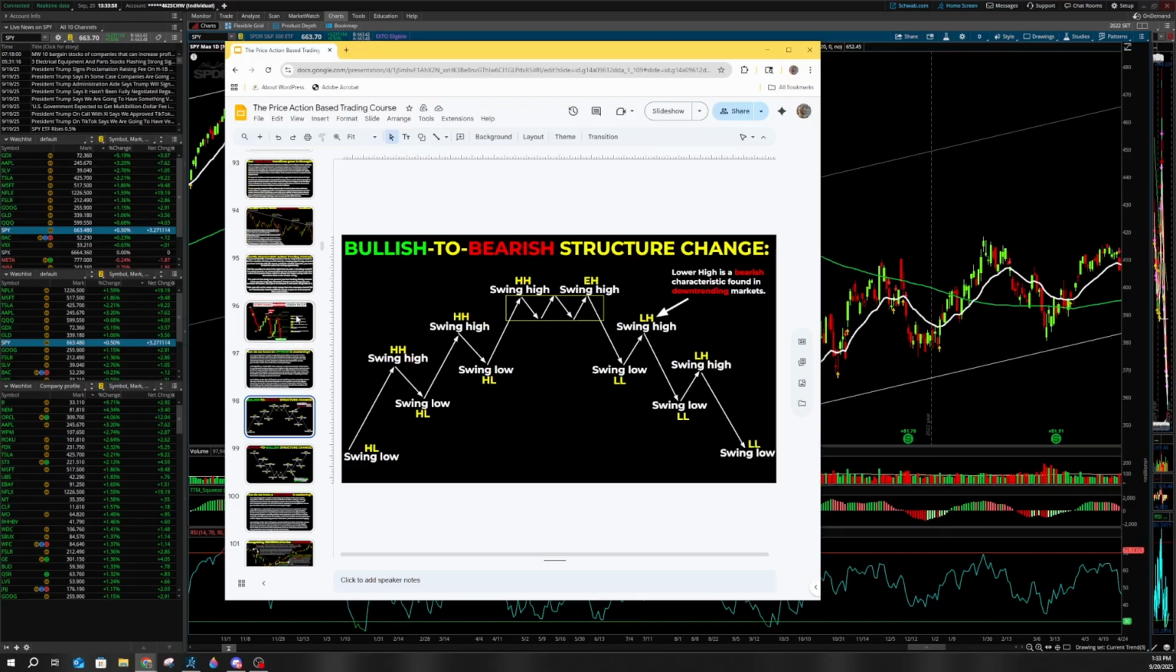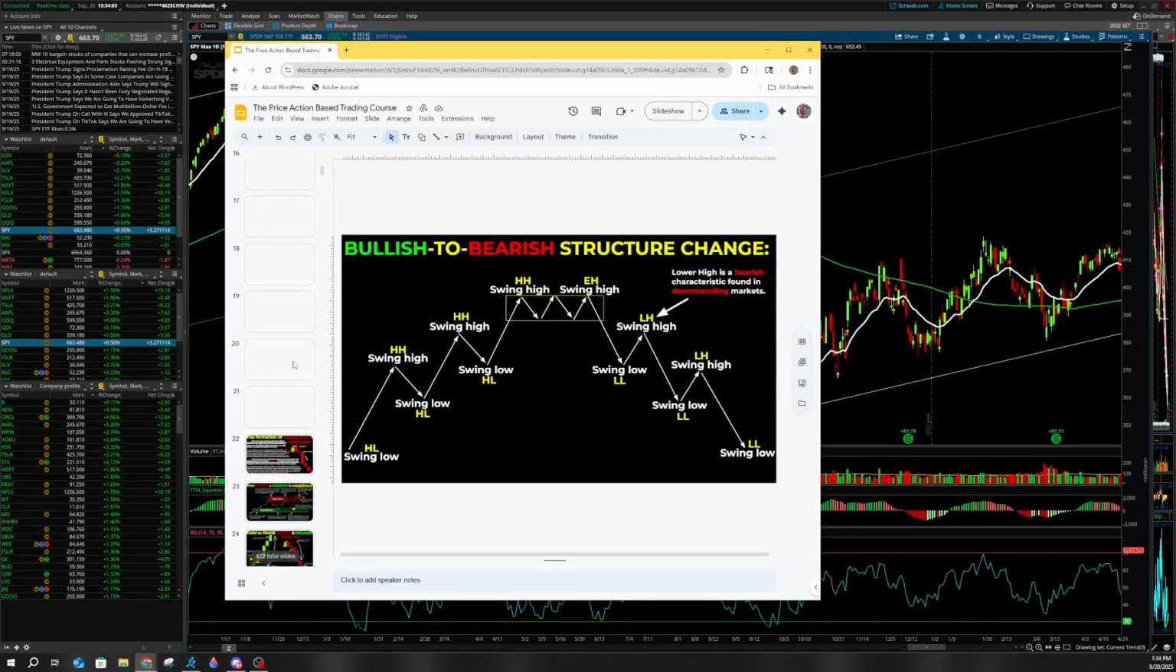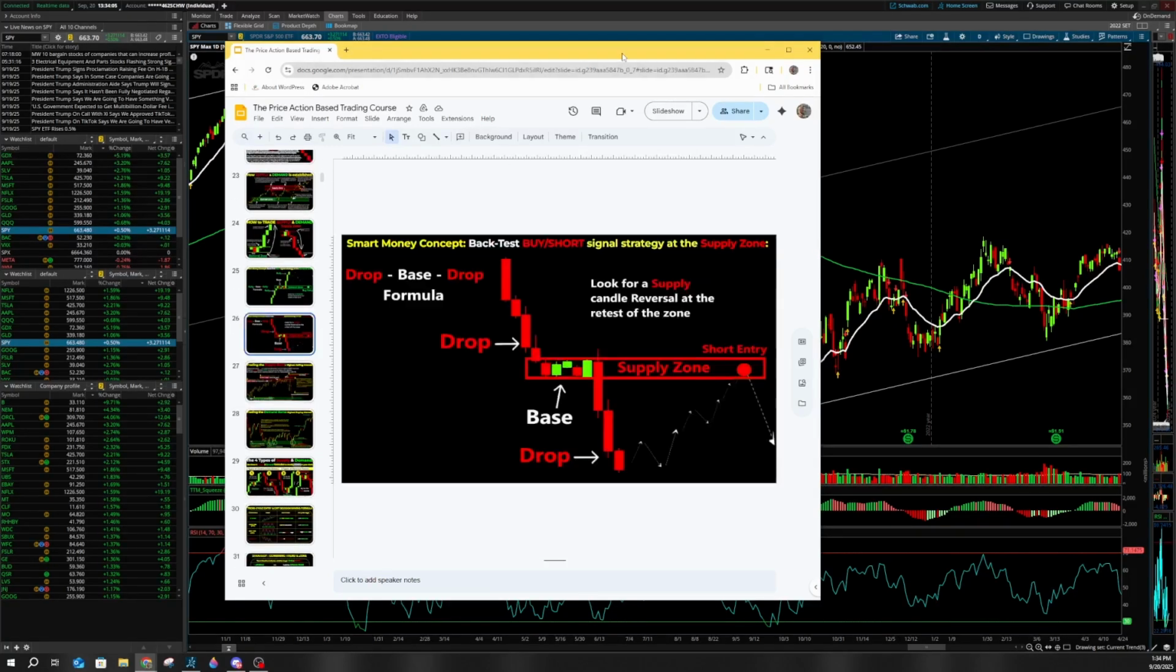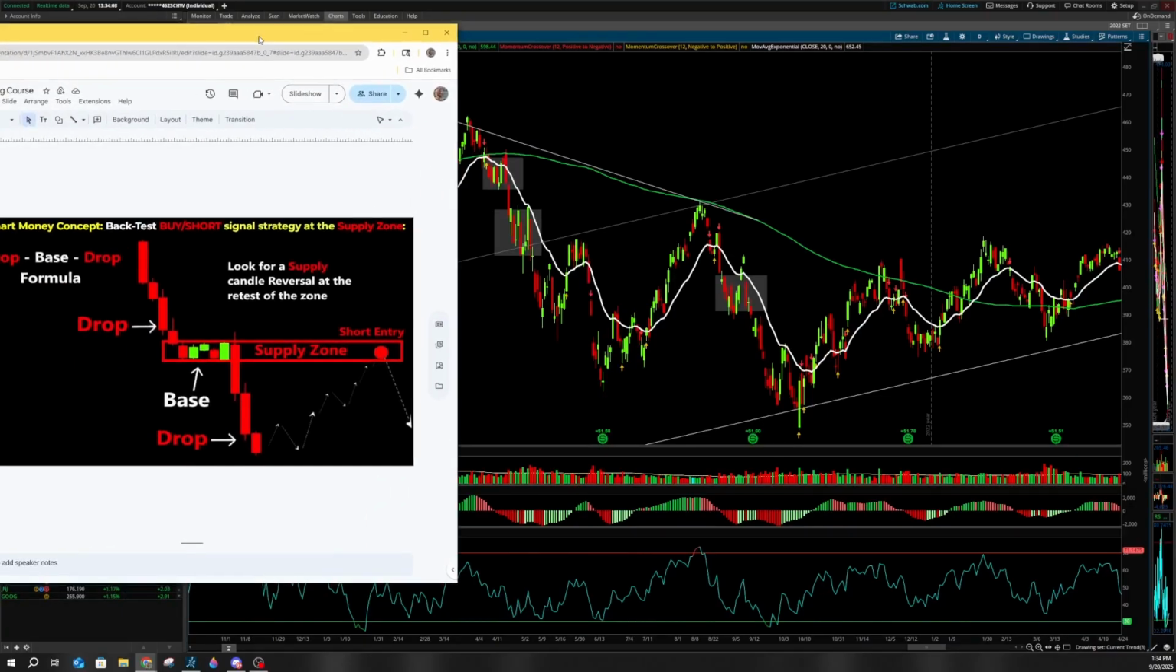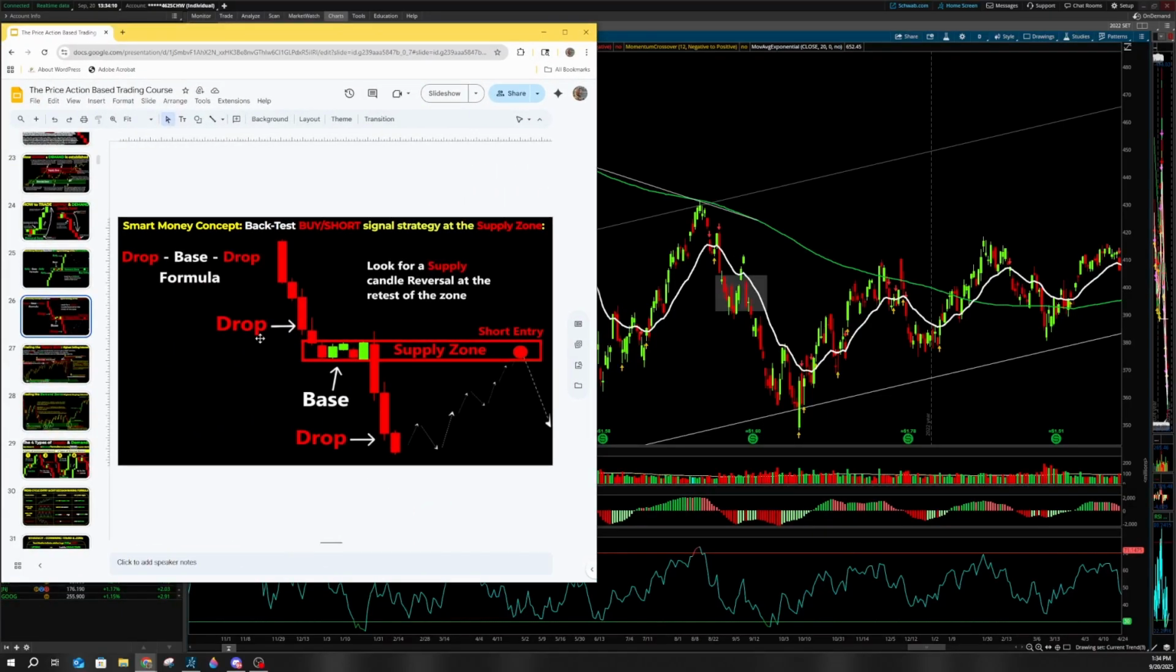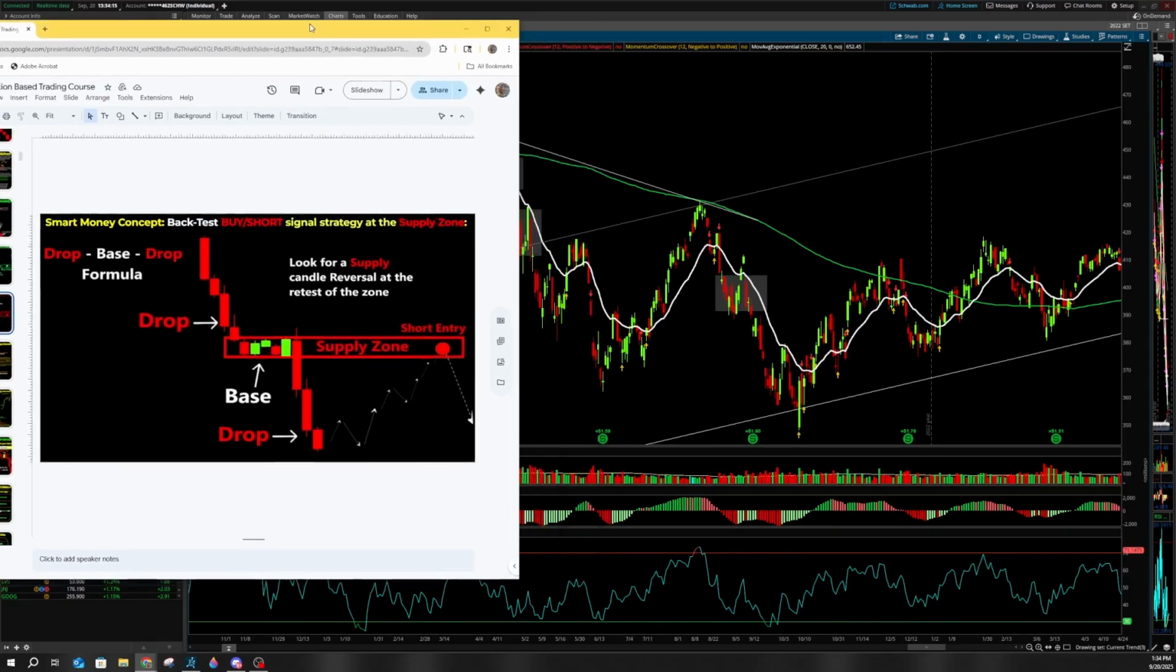So I want to show you something else too, a little bit more detailed that we practice all the time. Not practice, we trade all the time. So this right here is known as a drop-based drop. It's a smart money backtest short signal strategy at the supply zone in downtrending markets.